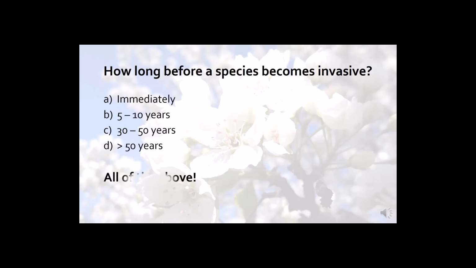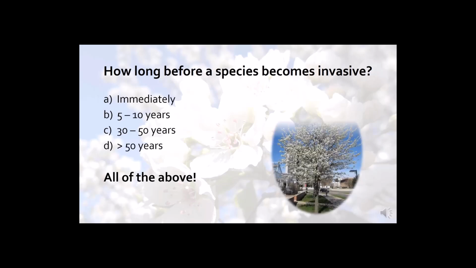Well, it turns out any of these answers can be true. Moving away from plants, something like emerald ash borer is immediately invasive when it arrives in a new area. Something like Callery or Bradford pear, however, took a little longer to become invasive.